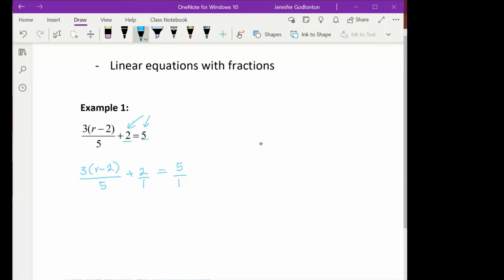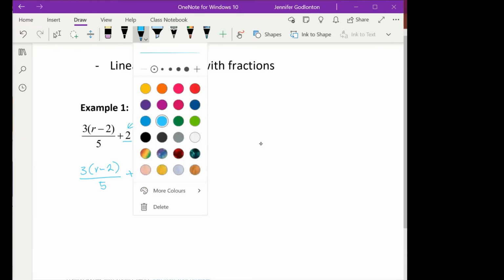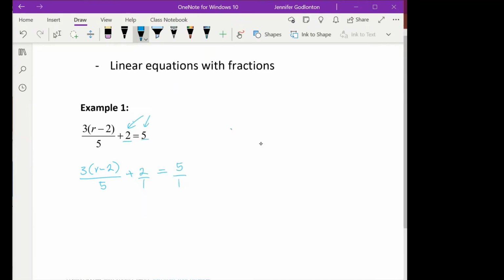Now this question, you actually could do multiple ways. You could move the 2 and then multiply by the 5. But for the sake of how our questions are going to go, we're going to learn this set method because it'll help you with the harder questions. So our first step was to make sure everything had a denominator. Our second step is that we want to get a common denominator across the whole equation.